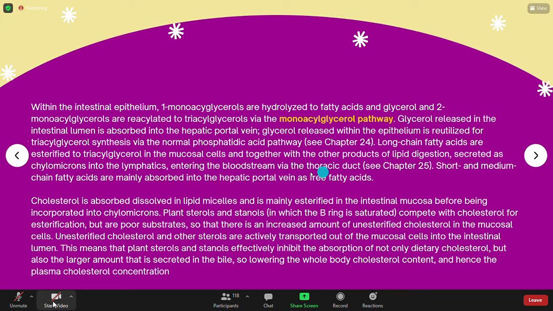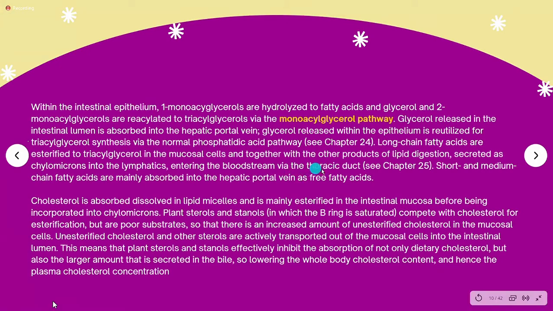Anyway, this is quite a big duct, and it can be seen. It penetrates the diaphragm as it goes up through the thorax and into the left subclavian vein. Okay. Cholesterol is absorbed, dissolved in lipid micelles, and so on and so forth.